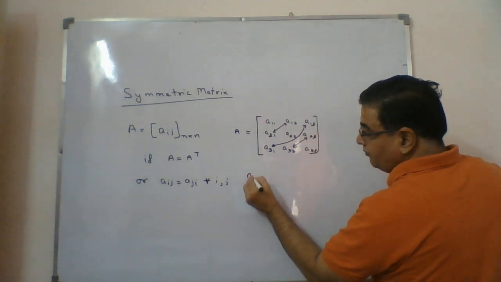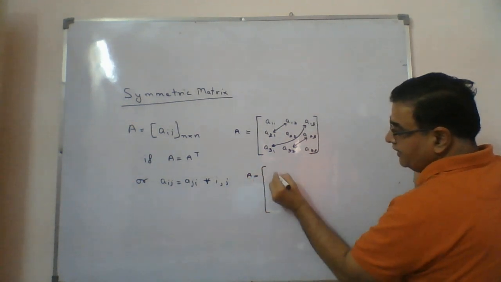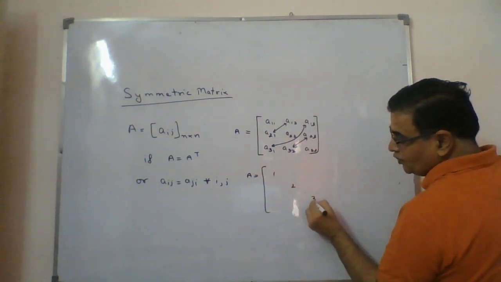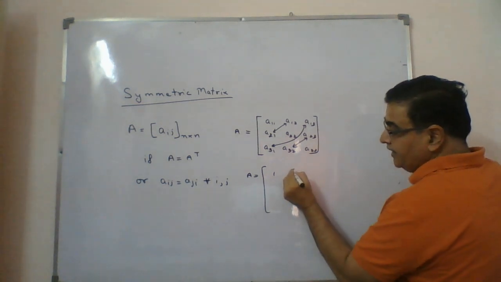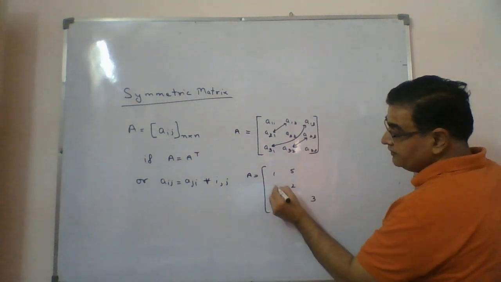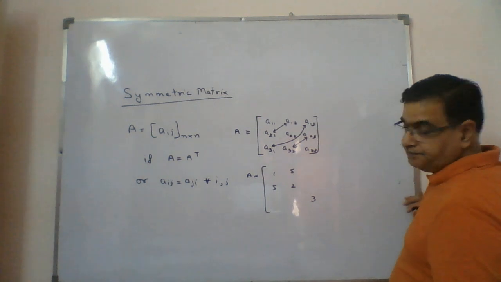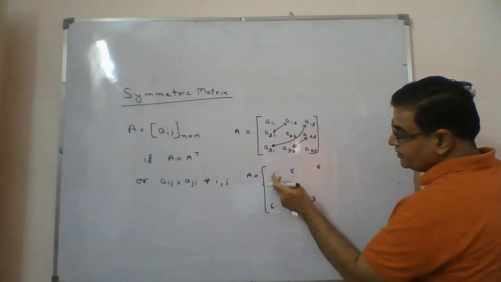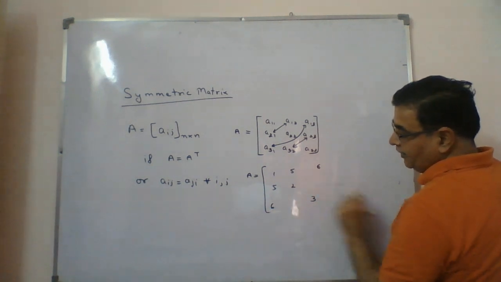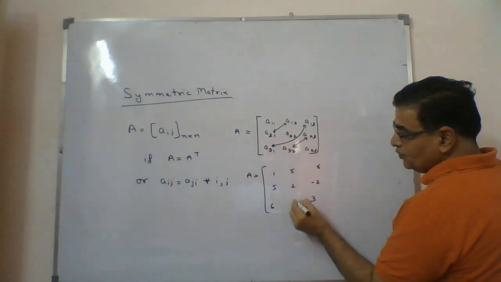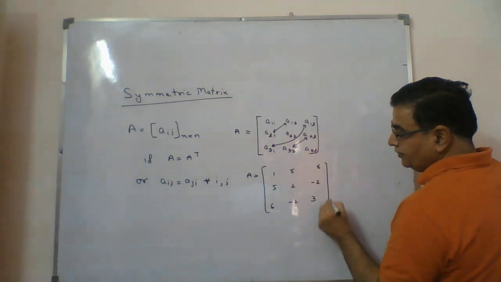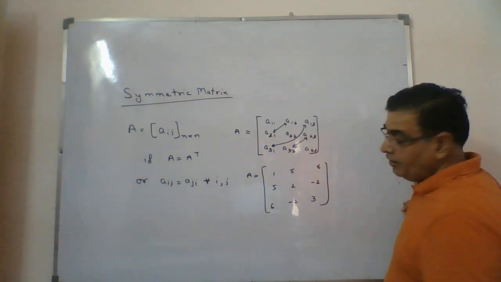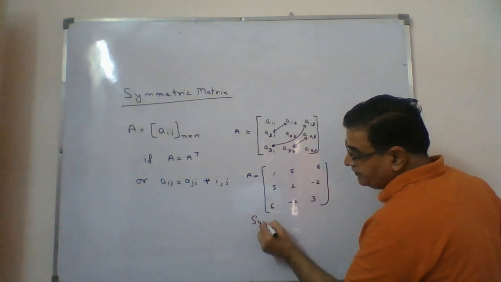Now we'll take an example. On the diagonal, I am taking any elements, 1, 2, 3. If this element is 5, then this has to be 5. If this is 6, then this should be 6, because it is 1,3 and this is 3,1. If it is minus 2, then it is minus 2. Then this new matrix will be called a symmetric matrix.